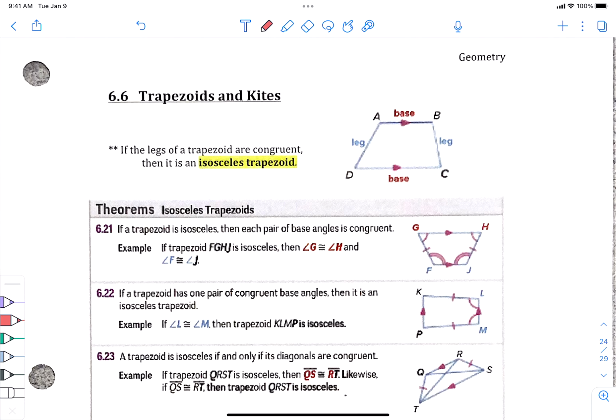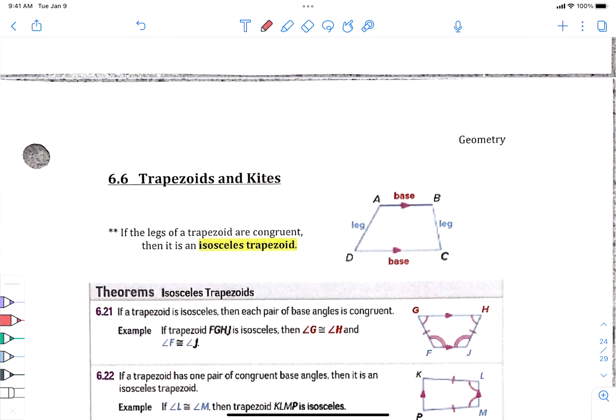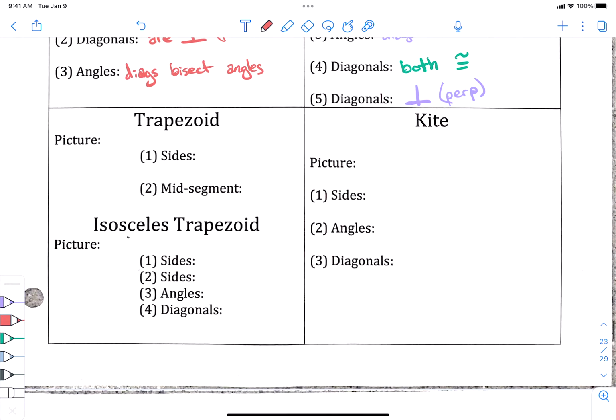6-6, trapezoids and kites. This is the last section of the chapter, which means we're reviewing next. Holy cow. Woo! You need this little paper that has trapezoids and kites. We're going to go through this kind of fast and skip through some stuff on the notes as well.